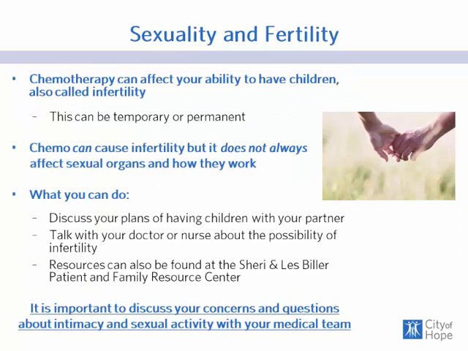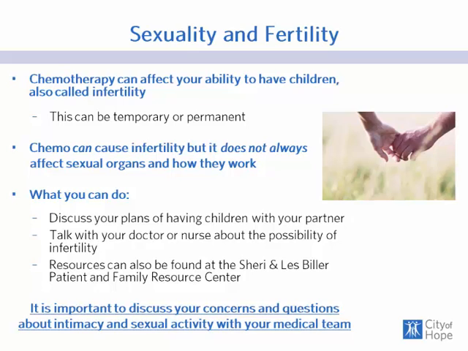Sexuality and fertility changes. Chemotherapy can affect your ability to have children, also called infertility, temporarily or permanently. However, this does not always affect sexual organs and how they work. Discuss your plans of having children with your partner. Talk with your doctor or nurse about your treatment and if it may cause infertility. Also, talk with other members on your healthcare team, such as your clinical social worker, to learn about resources.